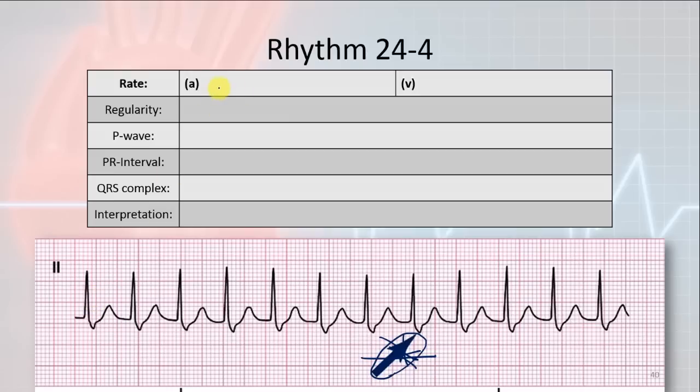What is our atrial rate? We're going to say it's unable to obtain. The ventricular rate, if we use a 6-second strip, 1, 2, 3, 4, 5, 6, 7, 8, 9, 10, 11, 12.